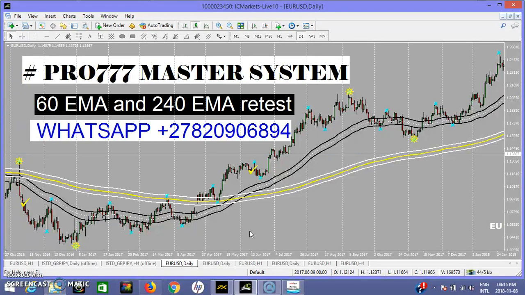Welcome to the PRO777 Master System. The 60 EMA and the 240 EMA retest. That's the system. So the system is based on two EMAs, the slower EMA, the 60 EMA, and the 240, the faster EMA. So let's look at these EMAs.